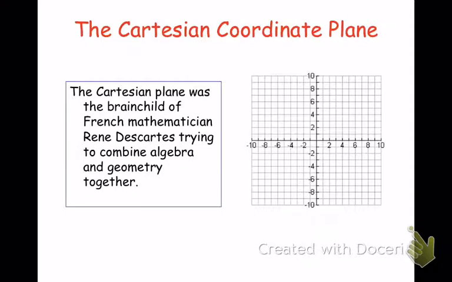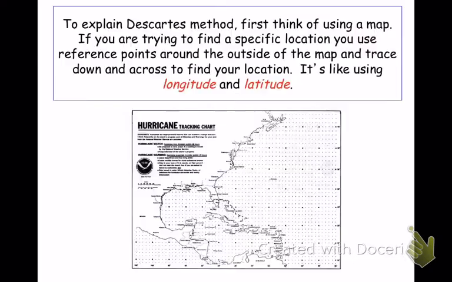It's a brainchild of a French mathematician way back when, René Descartes, trying to combine algebra and geometry together. Again, we have the x-axis, we have the y-axis, positives and negatives, and we graph coordinate points on it, or lines, or any other graph. To explain his method, think first of a map.